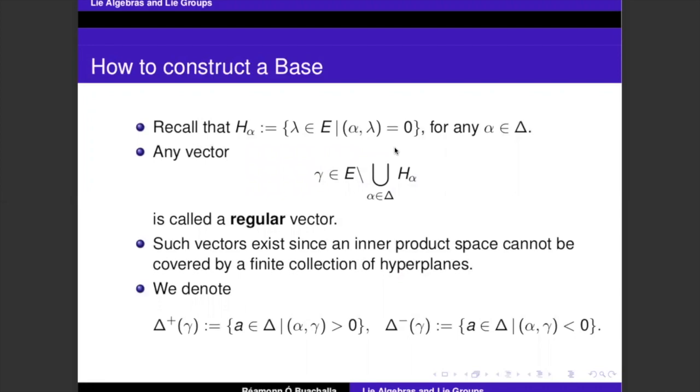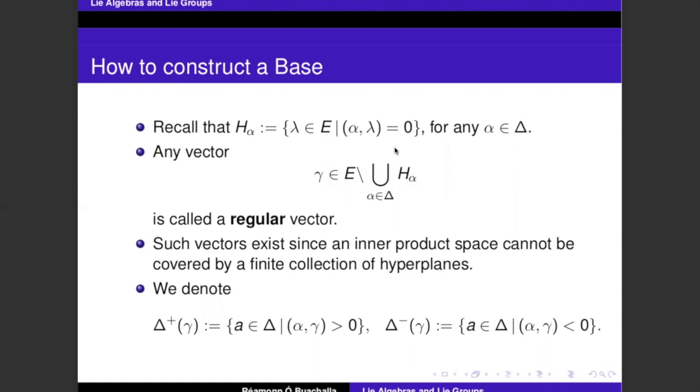Now, if we take the union of all of these hyperplanes, it's a finite union because a root system is a finite collection of vectors. Then we call any element that's in the complement, where we remove the union of all of these hyperplanes from E, a regular vector. Now, such vectors exist because a vector space with an inner product cannot be covered by a finite collection of hyperplanes. So this is a well-known result. The proof is reasonably elementary. We won't go through it here.